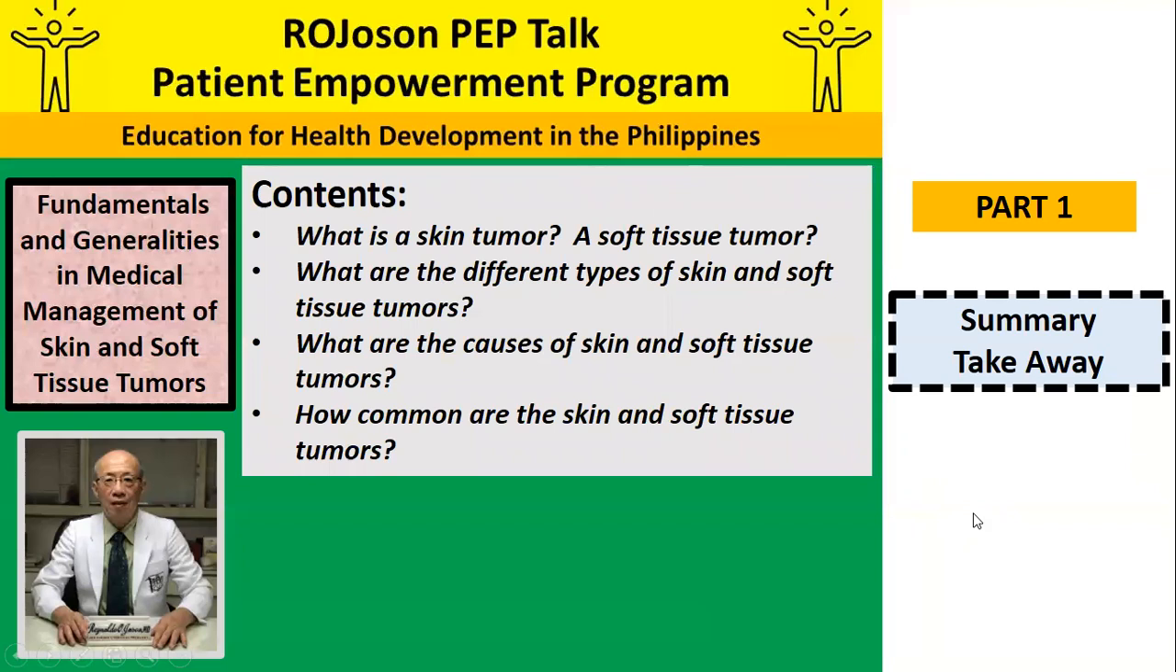Summary and takeaway: I have presented and discussed the following: what is a skin tumor, a soft tissue tumor, what are the different types of skin and soft tissue tumors, what are the causes of skin and soft tissue tumors, and lastly, how common are the skin and soft tissue tumors.